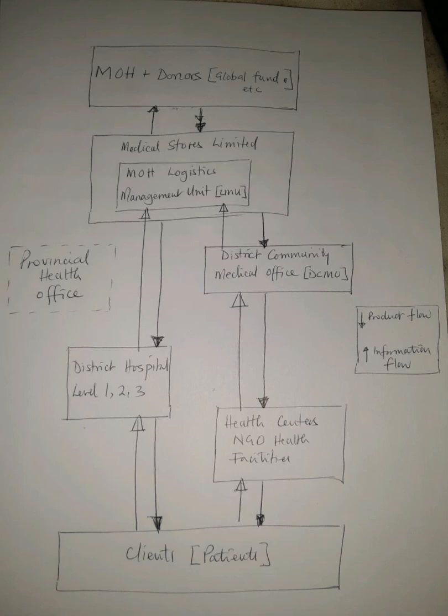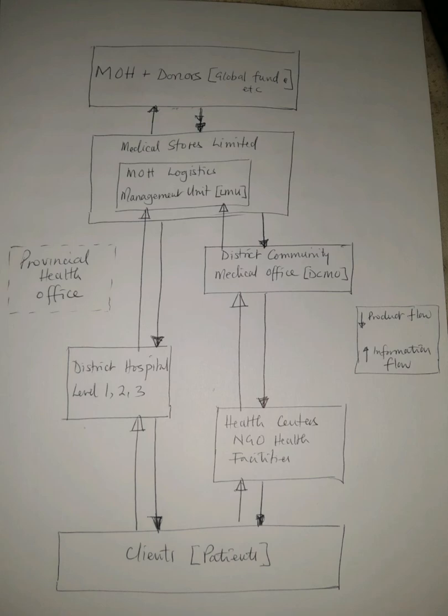Then below it, on the right of this picture, there's the District Community Medical Office, DCMO, and resources move from Medical Stores Limited to the DCMO. From the DCMO, the resources come down to health centers or NGO health facilities. And from the health centers, this is where we also help our clients, who are our patients. So that is one way in which resources can come to the patients.